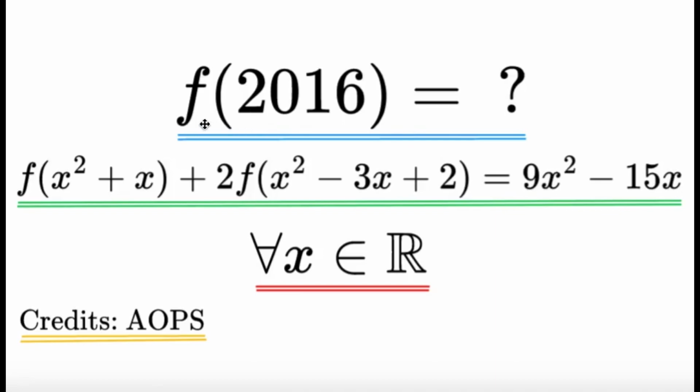Find the value of f(2016), given that f is a function satisfying f(x² + x + 2) + 2f(x² − 3x + 2) = 9x² − 15x for all real numbers x. Credits to the Art of Problem Solving community for this item.